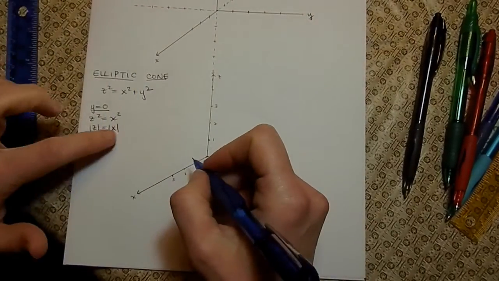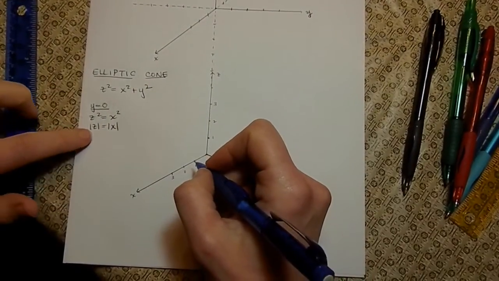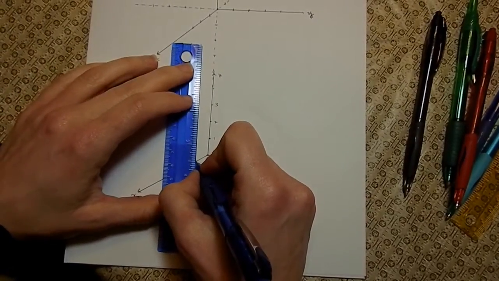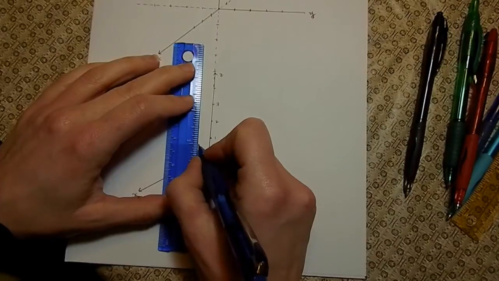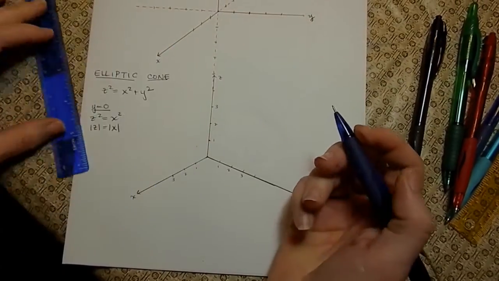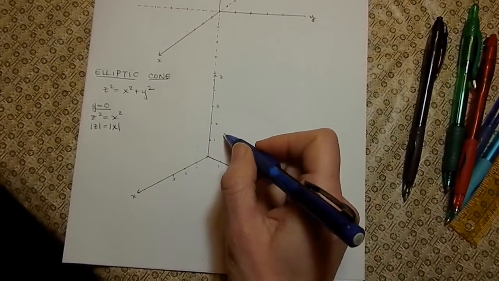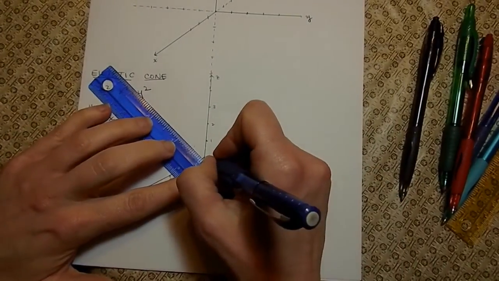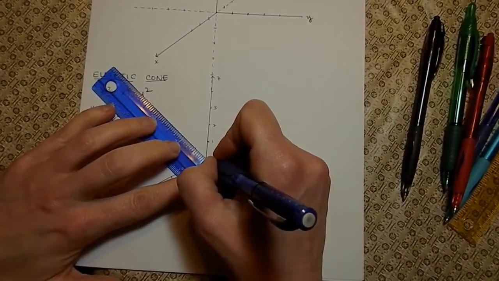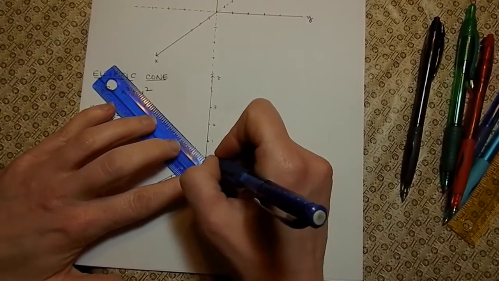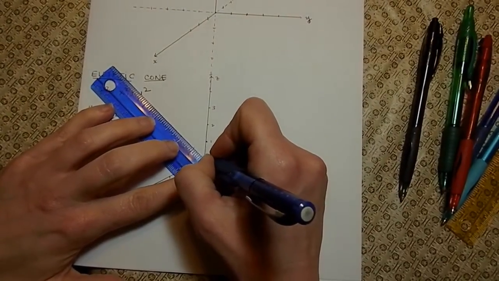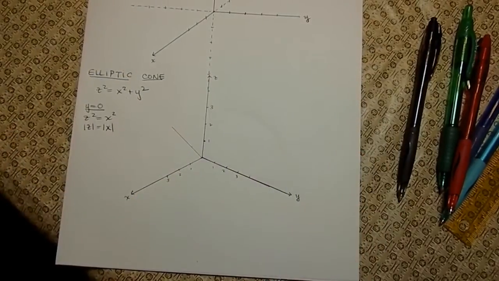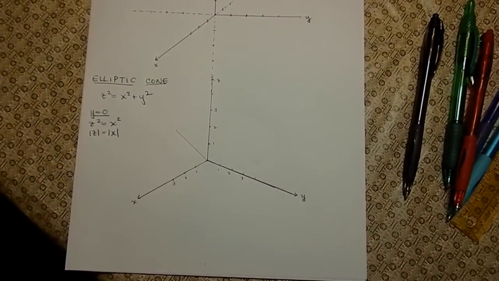If we come to the point 1, then z is also 1, and so the point 1, 1 is on our graph. Now, of course, the point negative 1, 1 is also on our graph, but we're not going to graph that because we're just going to deal with what's in the first quadrant. And so there we go. Of course, that continues on.